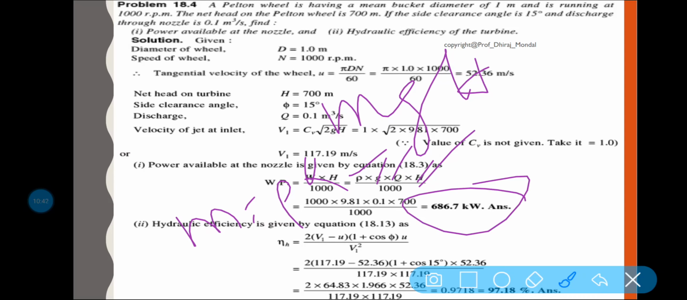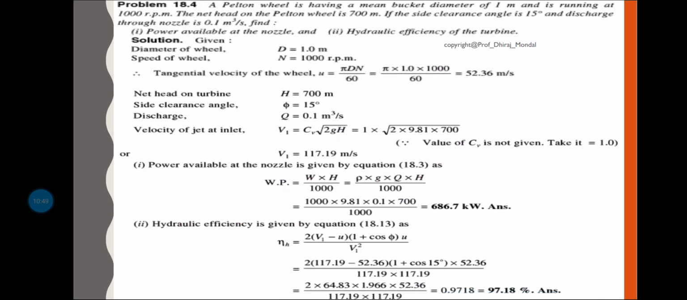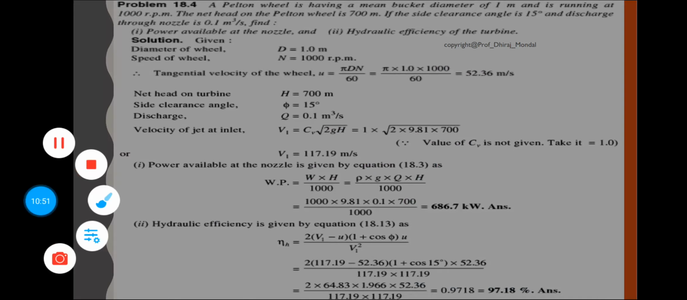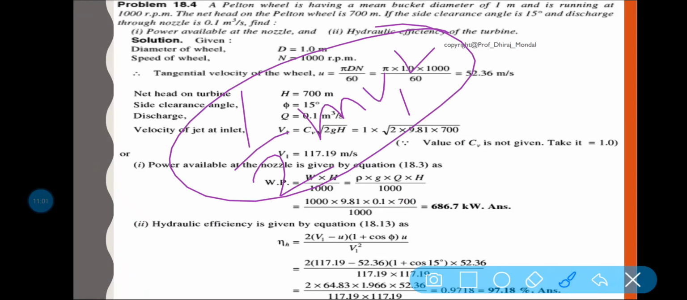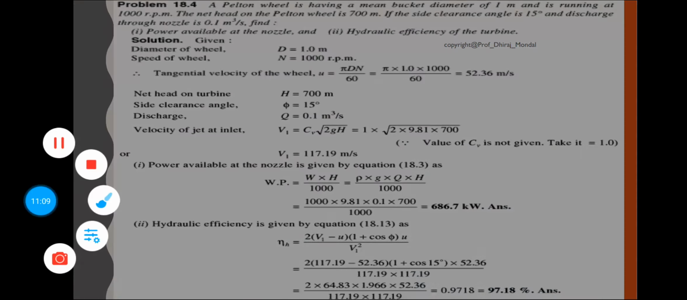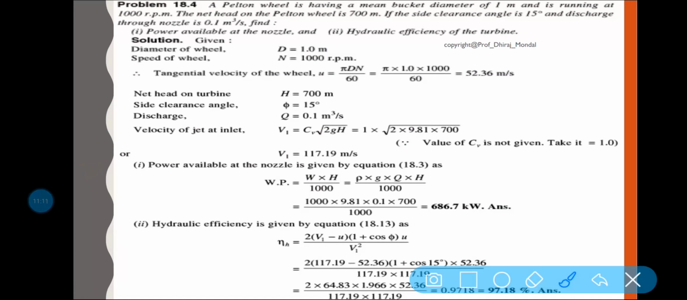Remember, here it is asking for the power available at the nozzle. That means in the nozzle what is the power available. It is not asking after coming out of the nozzle, that is, at the inlet of the turbine blade, where the power available would be the kinetic energy, half m v square. But here it is the water power, that is, in the reservoir what is the power available, that is the power available at the nozzle. Okay, clear? Now this is your answer number 1.